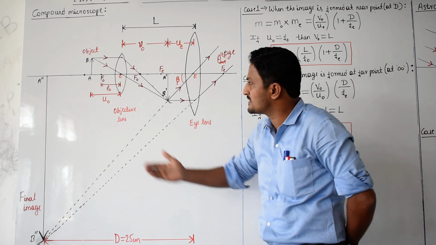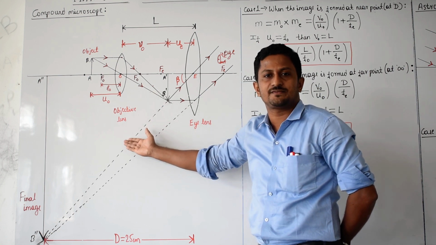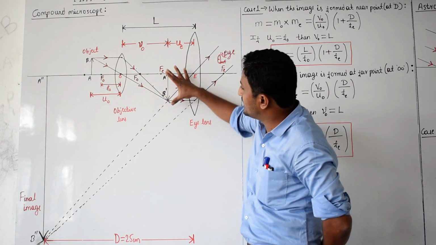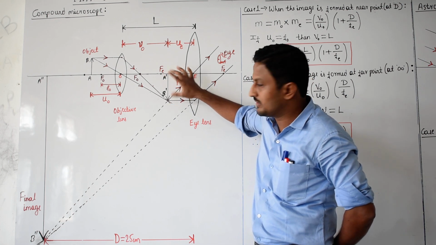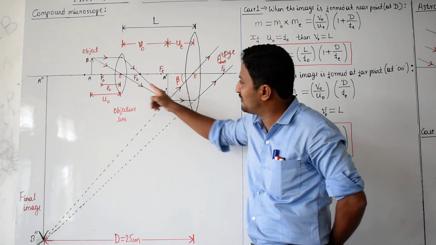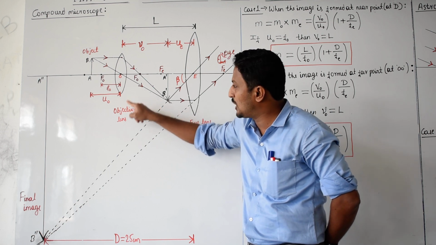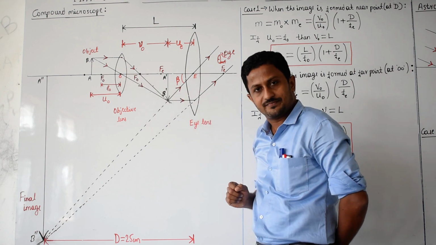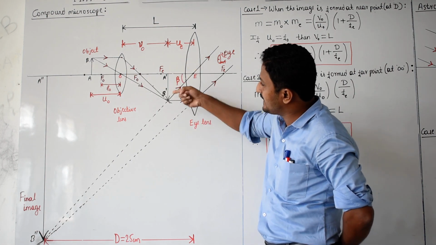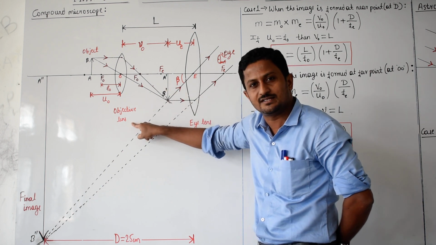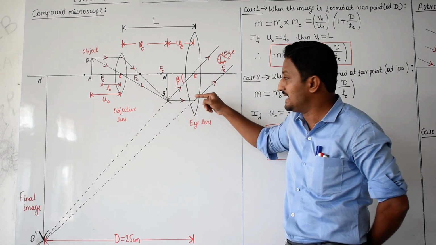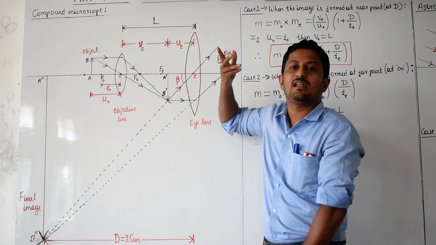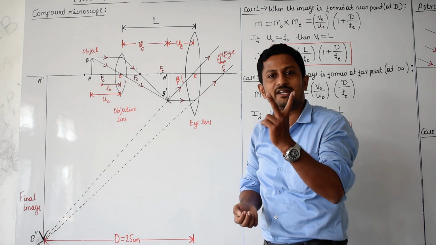First magnification is produced by the objective lens. The object was AB. This lens enlarged that one. A dash B dash is the image for that objective lens. I mean this objective lens here, it magnified that object. That magnified image of the objective lens we consider as the object for the eye lens, and further we are going to enlarge it more. There are two magnifications.